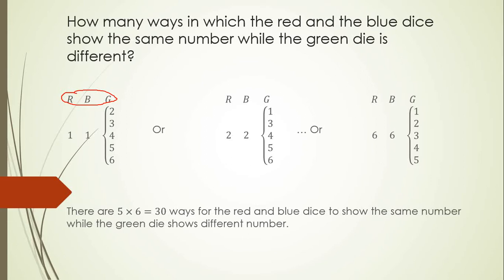Similarly here, if red and blue show 2 2, there are 5 possibilities for green. It's either 1, 3, 4, 5 or 6, and all the way until red and blue show number 6. So there are also 5 possibilities for green. It's either gonna be 1, 2, 3, 4 or 5. So those are 5 possibilities in each one of these 6, so the total of 30. So there are 5 times 6, which is 30 ways for the red and blue dice to show the same number, while the green die shows a different number.